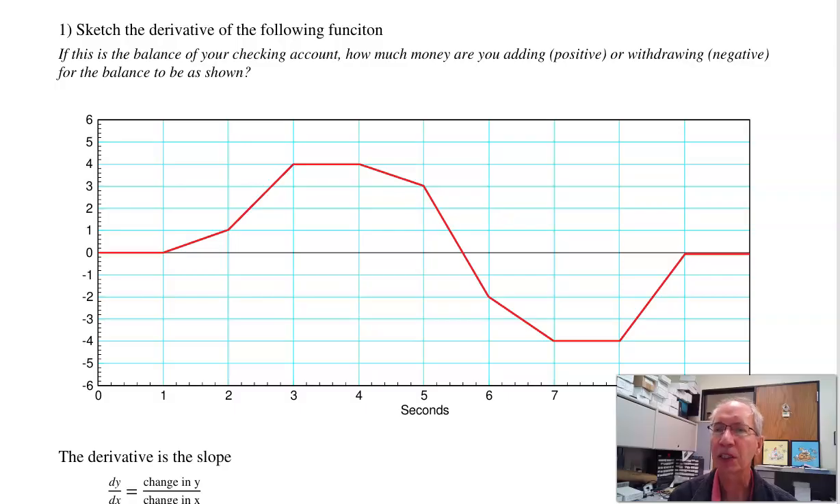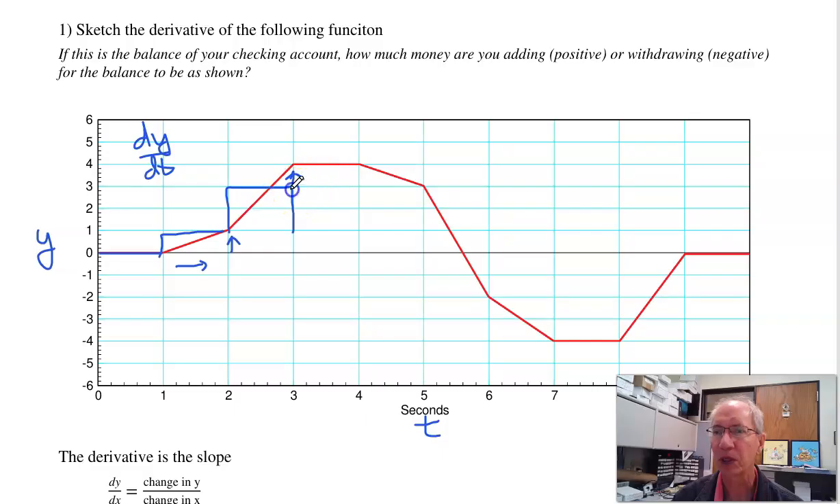Given this function, plot the derivative versus time. So this is y. The derivative is dy dt. Here's t. So it's the change in y over change in t. Like between 0 and 1, y changes by 0 as t changes by 1. So the slope is 0 over 1. Between 1 and 2, y changes by plus 1 as t changes by plus 1. So the slope is 1 over 1, or 1. Between 2 and 3, y changes by 3 as t changes by 1. So the slope is 3 over 1, or 3.